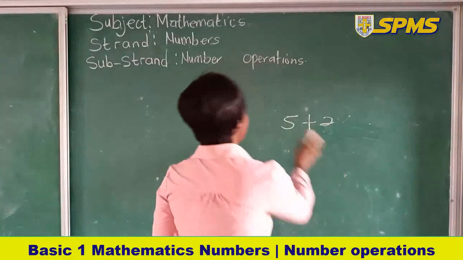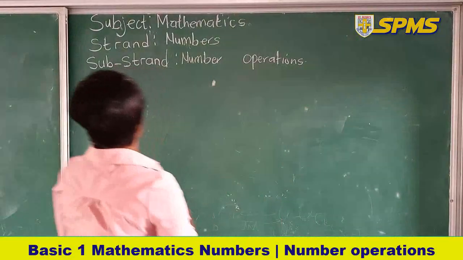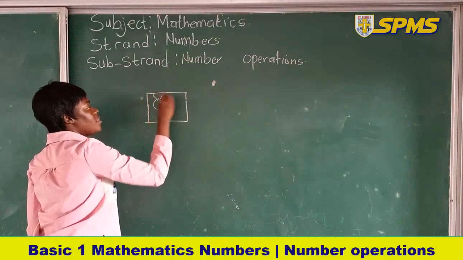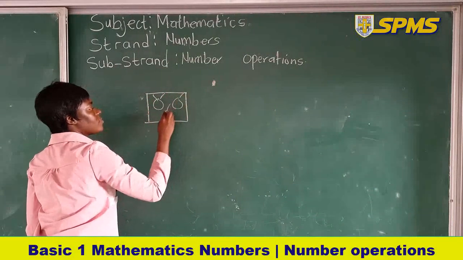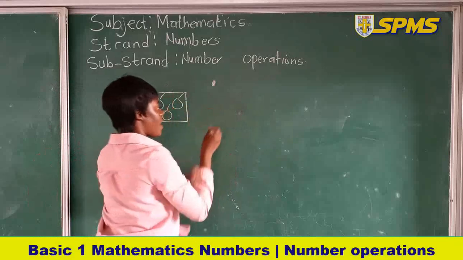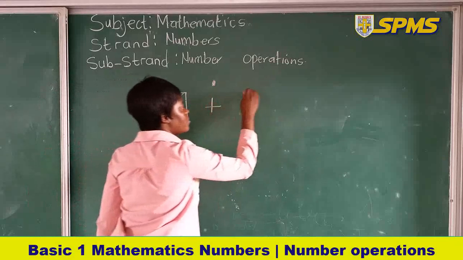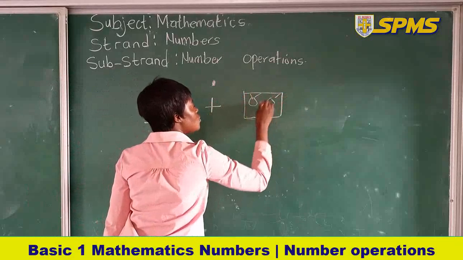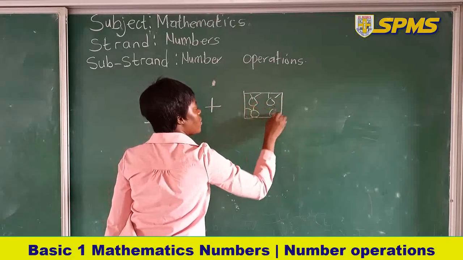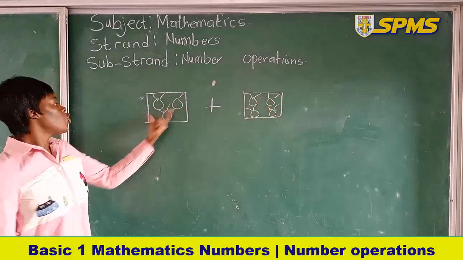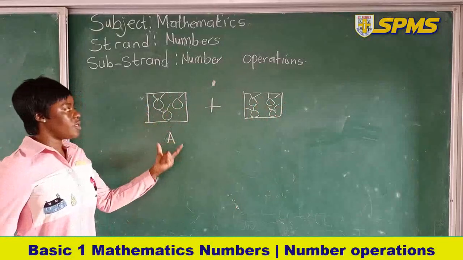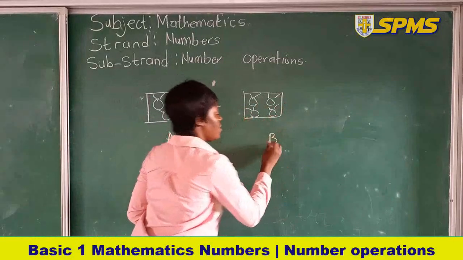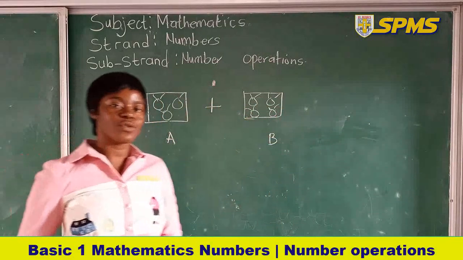Supposing I have 3 oranges and this. Then the next one, I'll bring my addition sign. 1, 2, 3, and 4. This is representing group A. This is representing group B. Now we are going to add them together.